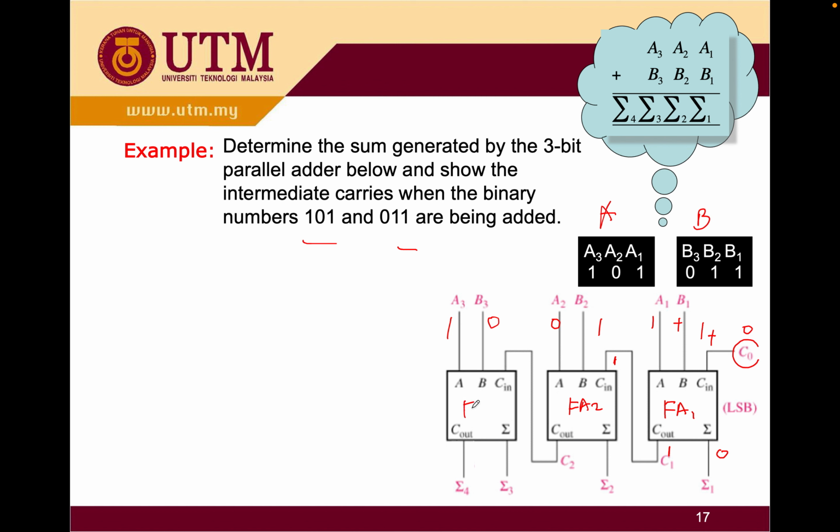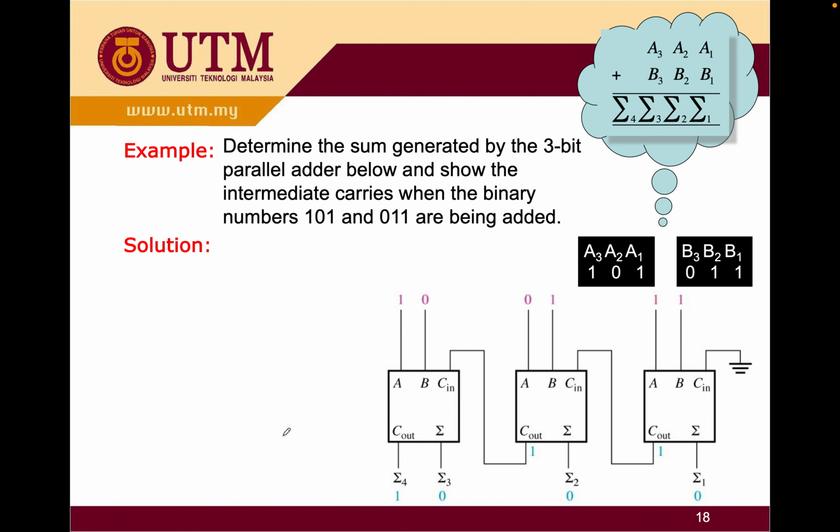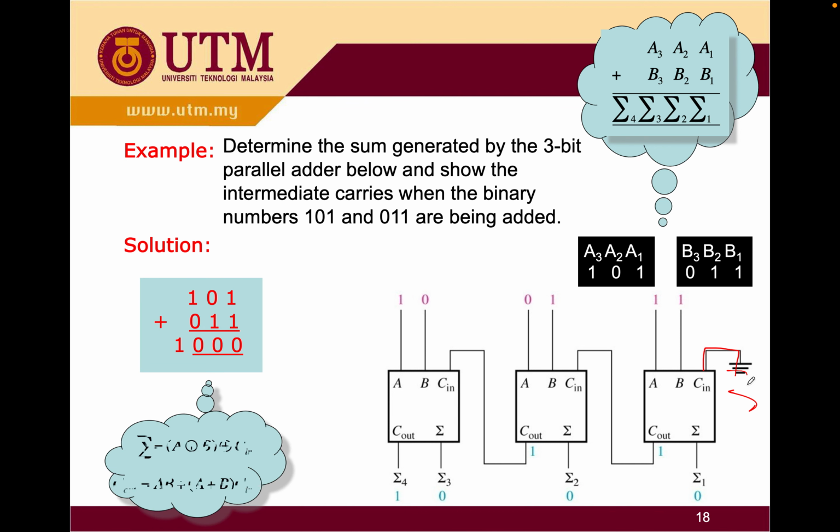FA2, FA3. So 1 plus, okay, here will be 0, here will be 1, carry in 1, 0, here will be 0, here will be 1. So your final answer will be 1, 0, here only, okay? This is only your sum, 0, 0. So this is the answer. You can see it's connected to the ground there because it is an adder. So this is the final answer.